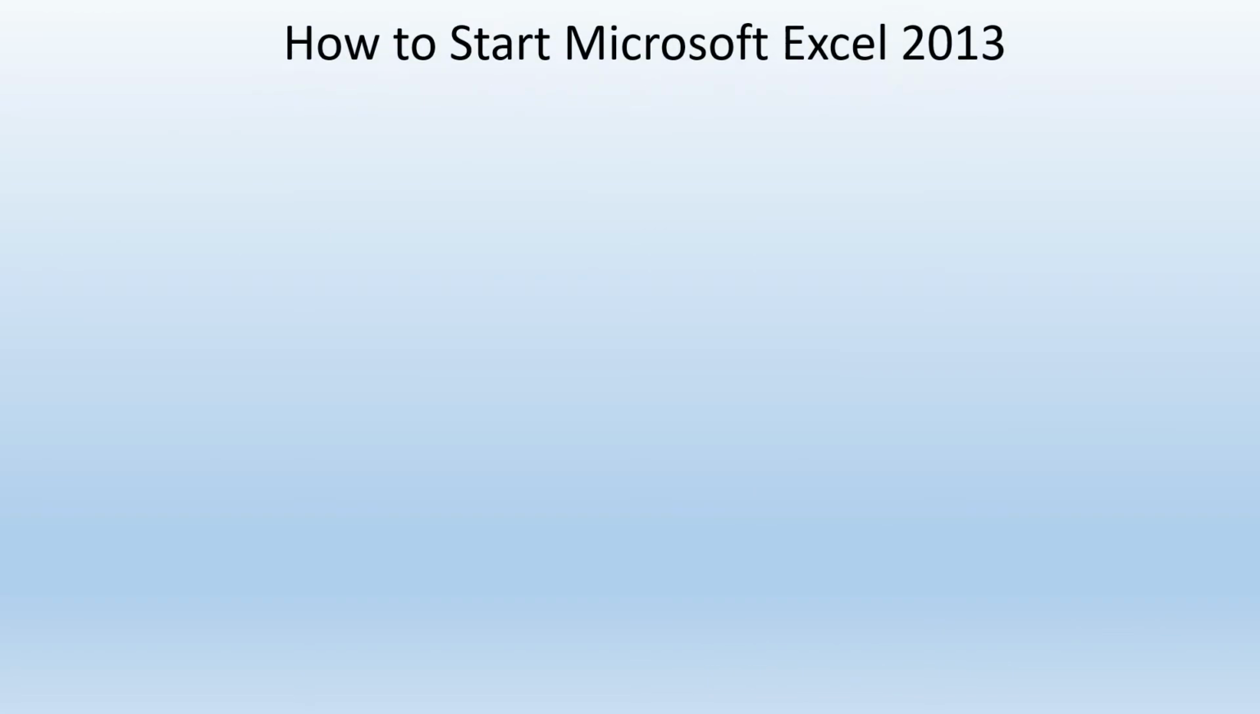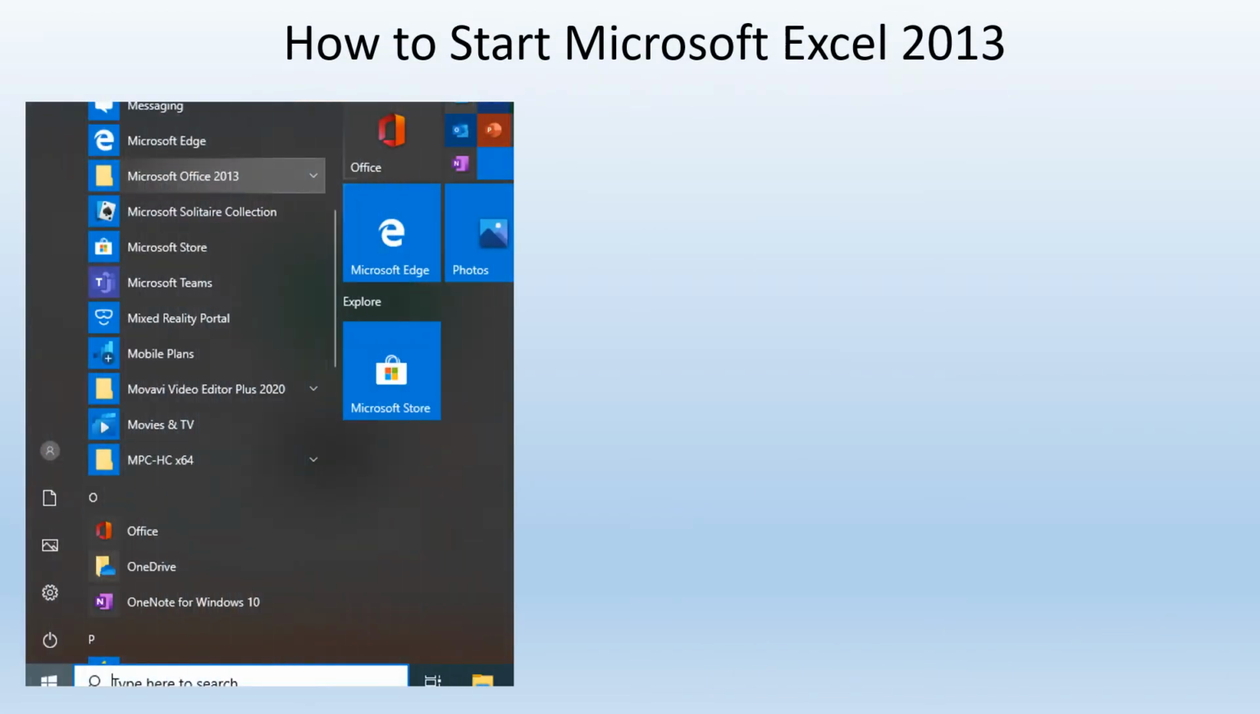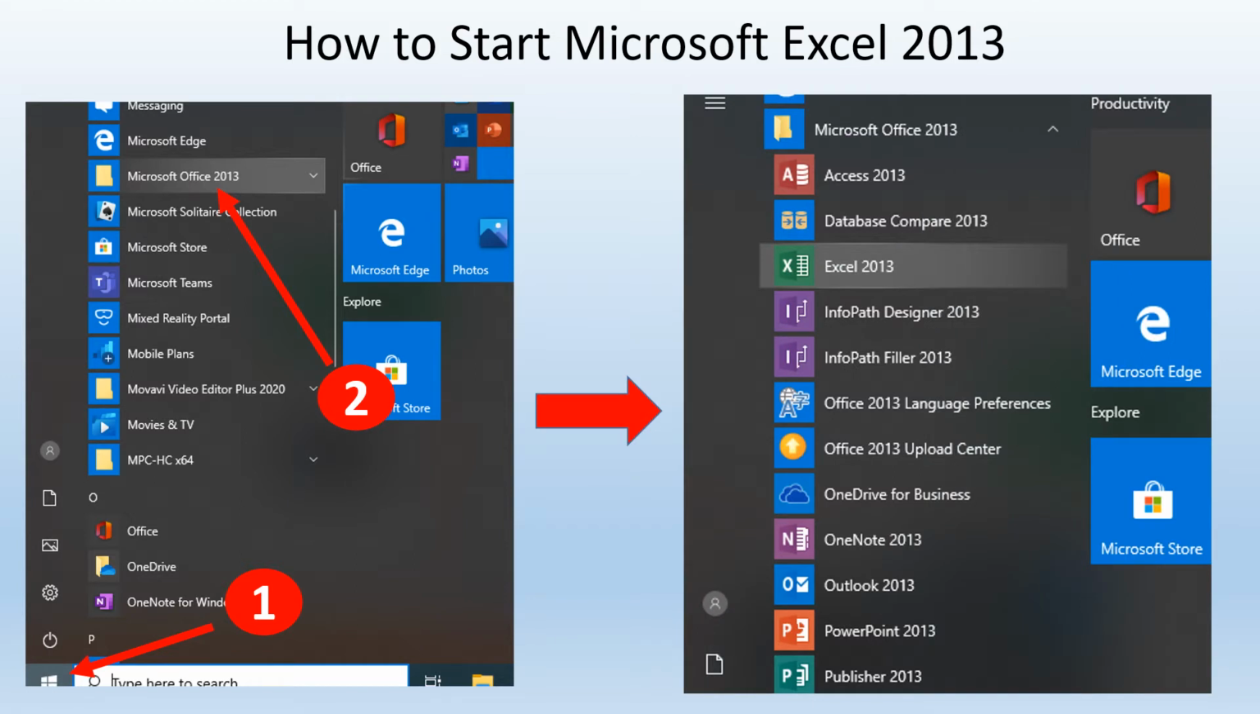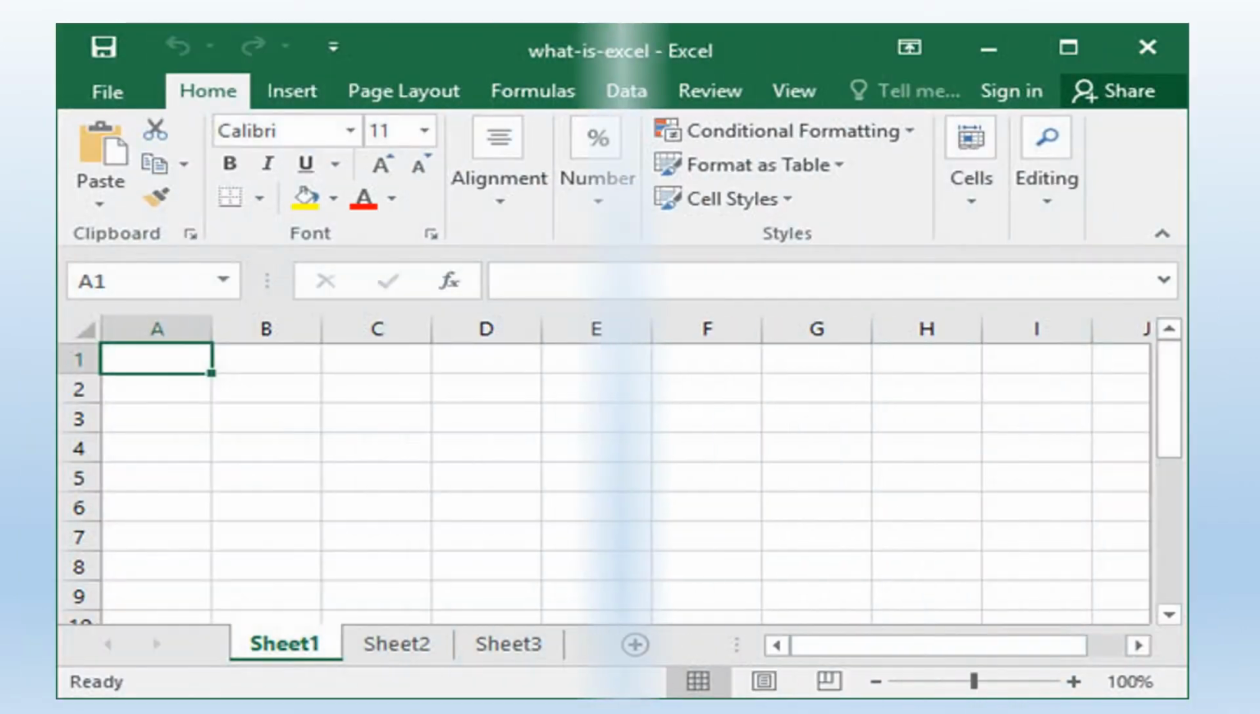So how to start? It is very simple. You just click on the start button and then you go to Microsoft Office and then you get this screen. Under that Microsoft Office you have several applications which belong to Microsoft, and you click on Excel 2013. Then you will get this window. This is the Microsoft Excel first page.